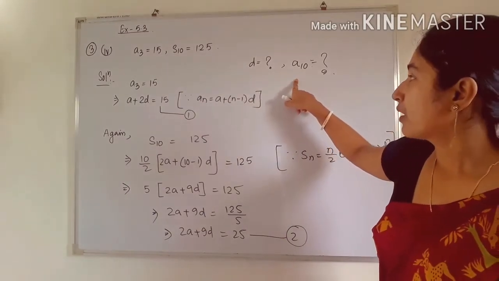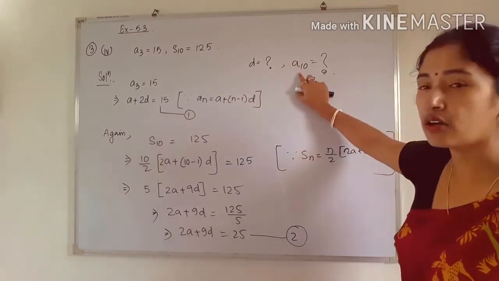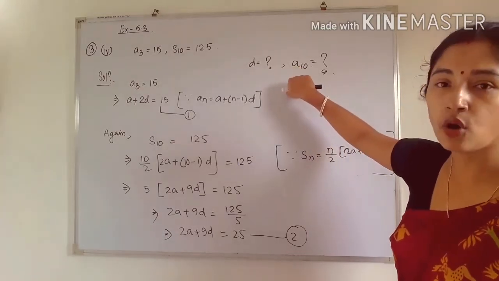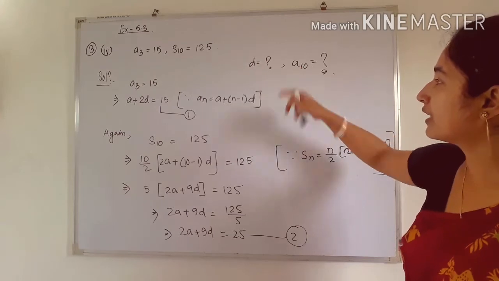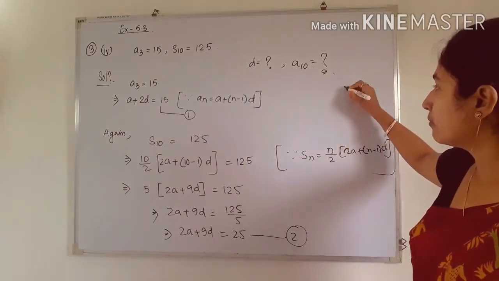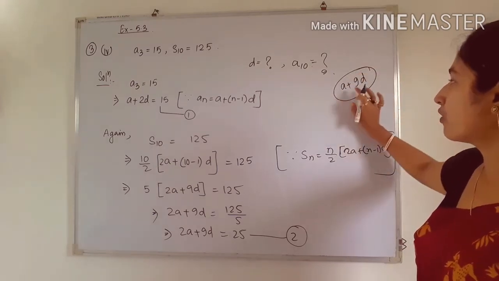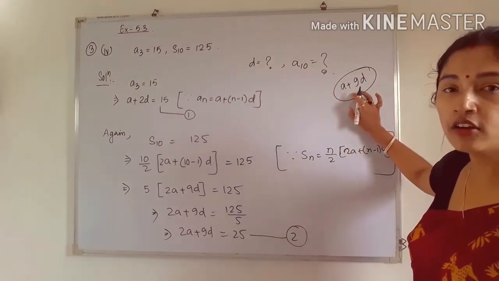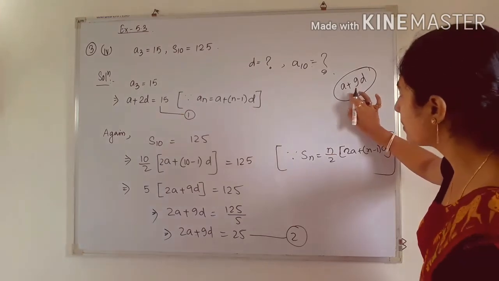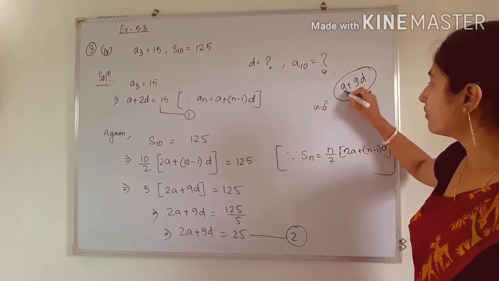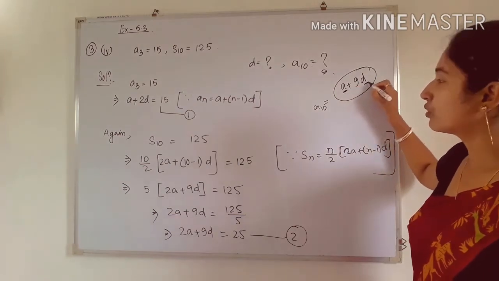See here, for finding the 10th term, we need the first term and the common difference, because we know that A10 will be equal to A plus 9D. This is from the formula of the general term, An is equal to A plus n minus 1 into D. So this is A10, but we don't have the first term and we also don't know the common difference.